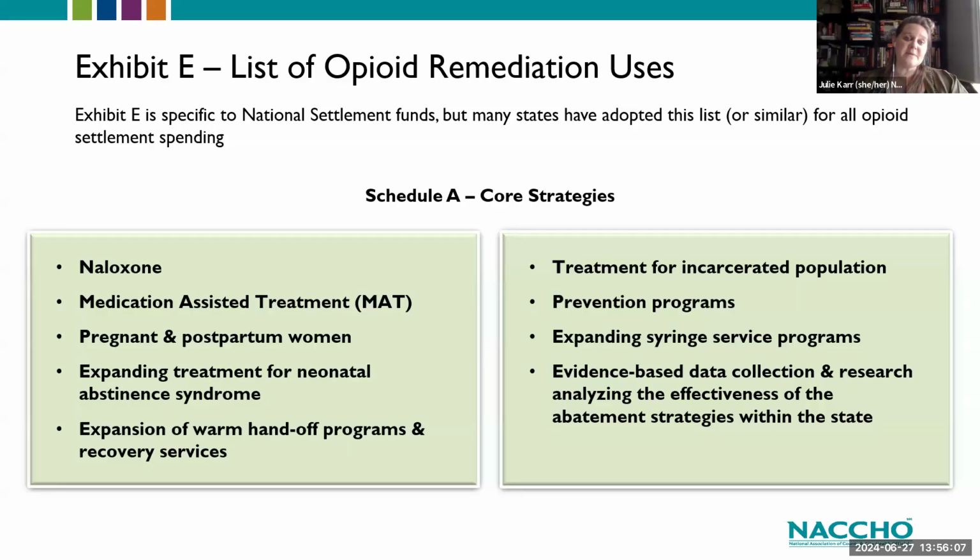So thinking about those folks as being particularly vulnerable, not just that the fetus that they're carrying is vulnerable, but also that they're a population who have been disproportionately impacted by fatal overdose as well, and particularly in that early postpartum period. Expanding treatment for neonatal abstinence syndrome, expansion of warm handoff programs and recovery services, treatment for incarcerated populations, prevention programs, expanding syringe services programs. So the harm reduction services that are out there. And again, evidence-based data collection and research to analyze the effectiveness of the abatement strategies within the state. So this is a part of the Schedule A, and we'll go to the next slide for Schedule B.